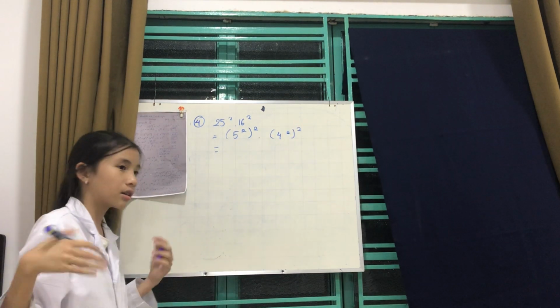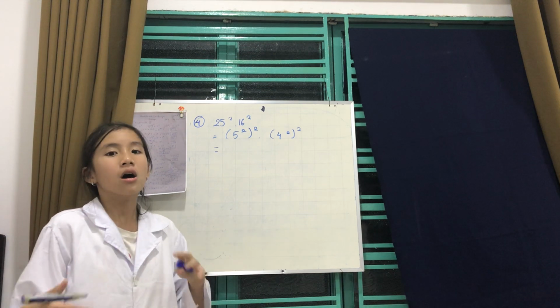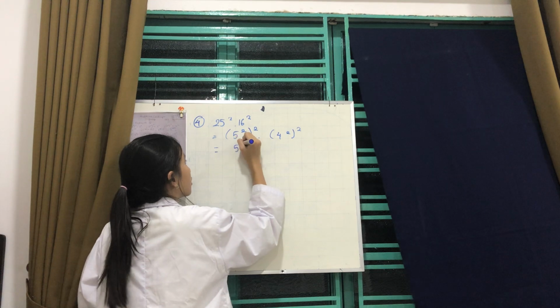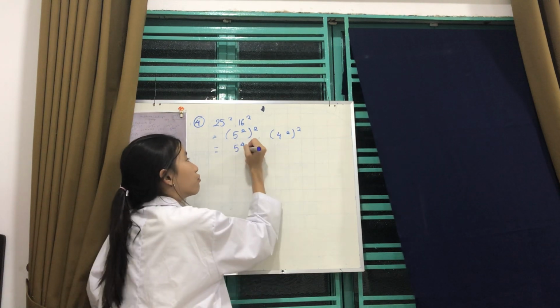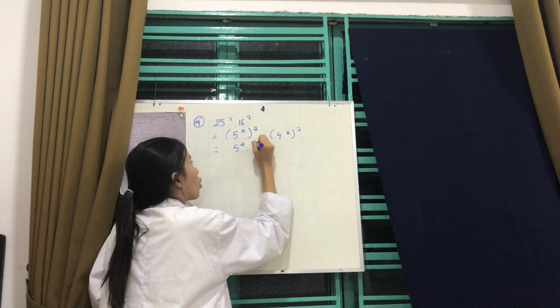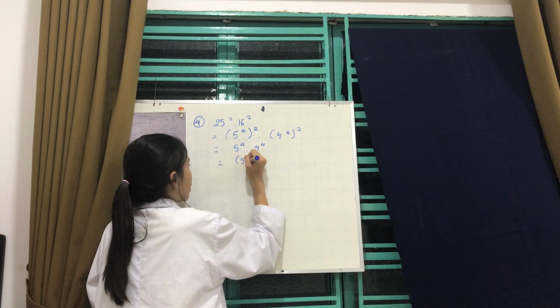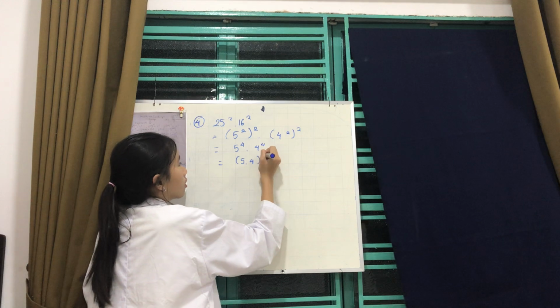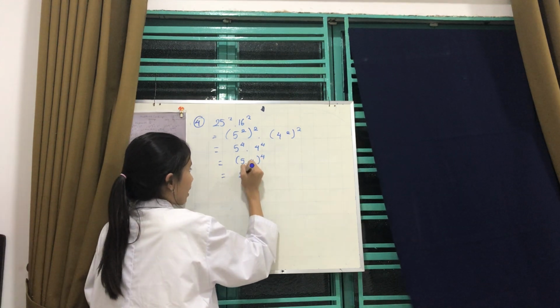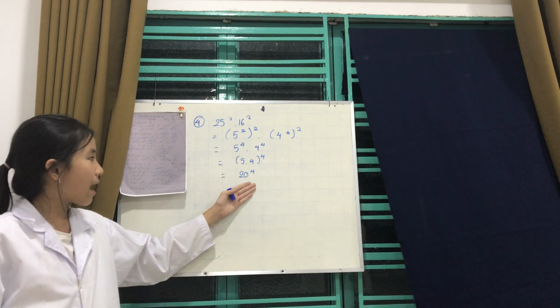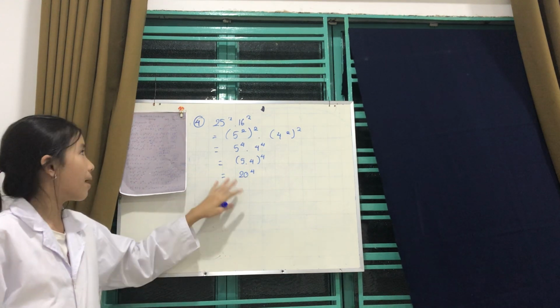Using the law of powers, we will have 5 to the power of 4 times 4 to the power of 4, which will equal 5 times 4 to the power of 4, which will equal 20 to the power of 4. And that is my answer for problem number 4.